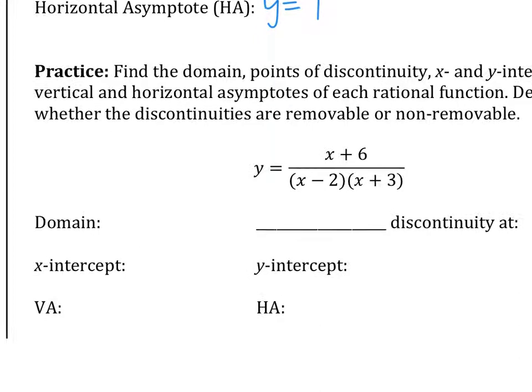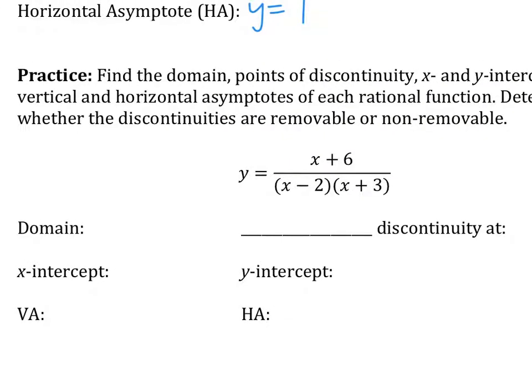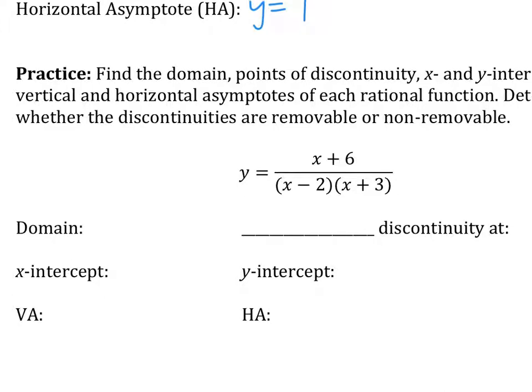All right, now we're going to put all that together and do one big one. So we're going to do domain. What kind of discontinuity? Where? X-intercept, Y-intercept, vertical asymptote, horizontal asymptote. VA and HA is the vertical asymptote and horizontal asymptote. Okay, so go ahead and do that. Work with your partner if you get stuck.